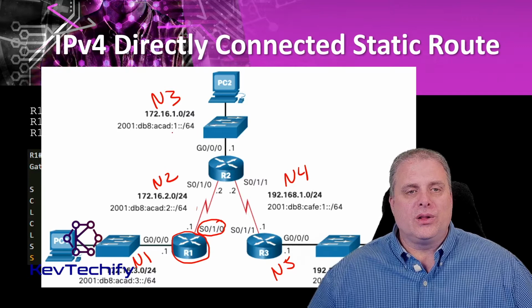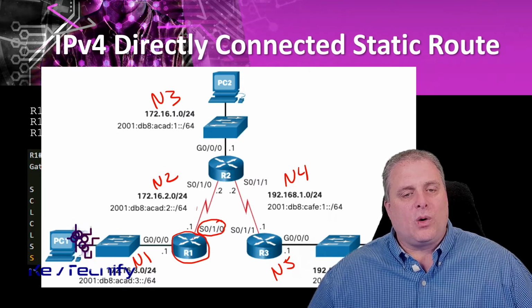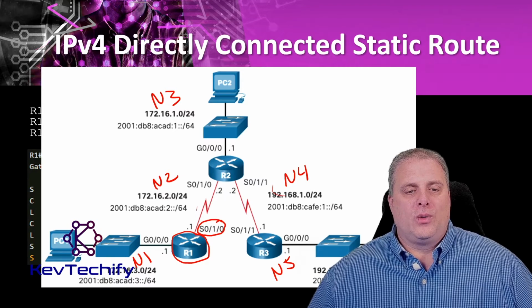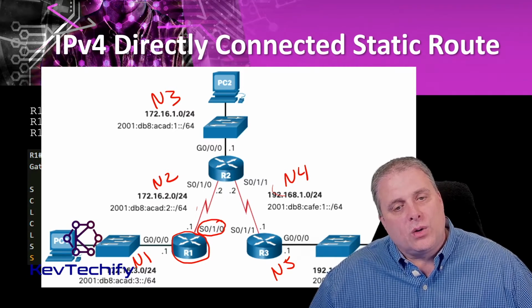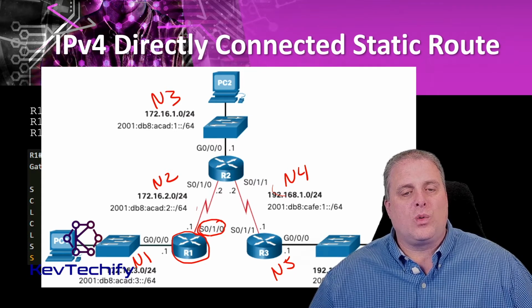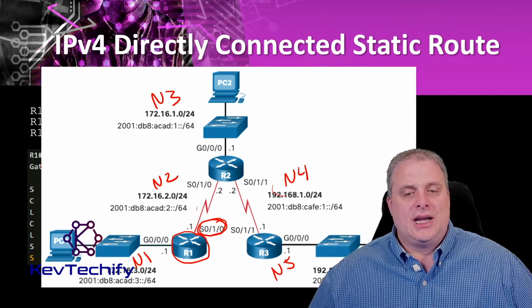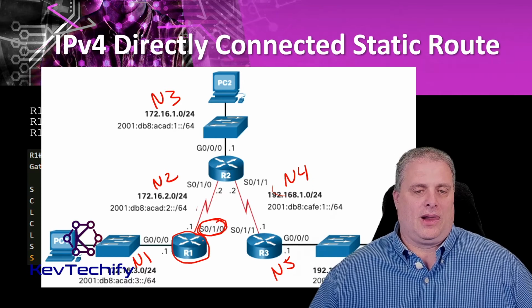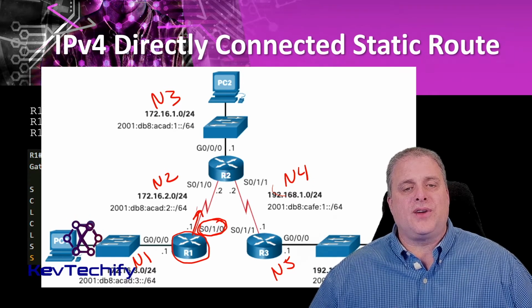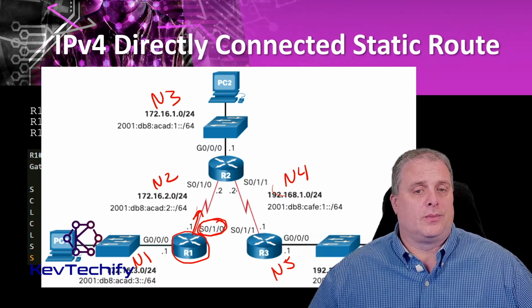And once again, if we look, to get to network 3, we have to go out Serial 0/1/0. To get to network 4, we have to send it up to R2 again. That goes out that Serial 0/1/0 interface. To get to network 5, we have to send it out the Serial 0/1/0 interface to get to R2.